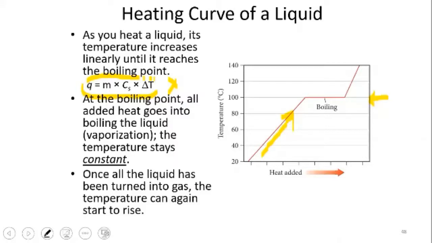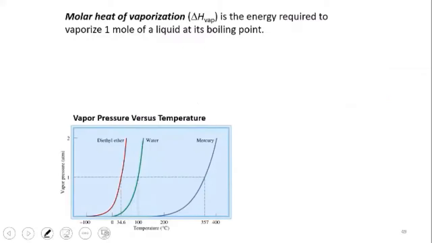The one thing that we're missing here is how do you calculate the heat during the boiling stage, because there is no measurable change in temperature. So there's no MCAT formula you can apply. There's delta T equals zero. So for that, what we need is another property. And this is called the molar heat of vaporization, delta HVAP. This would be the energy required to vaporize one mole of a liquid at its boiling point.